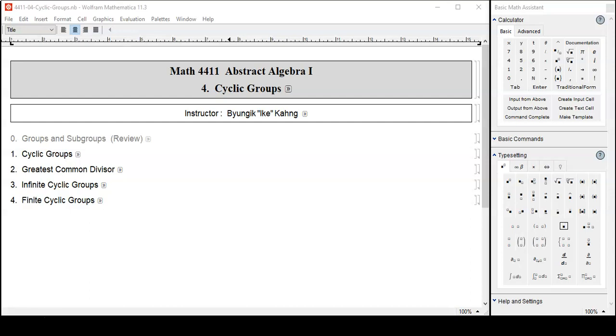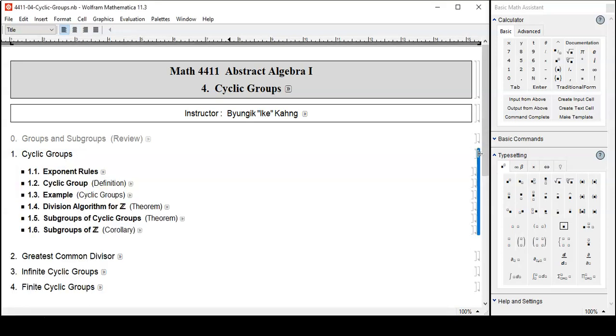Hello students, welcome back. We completed sections 1 and 2. But before starting section 3, let's have a brief recap. Back in section 1, we defined the cyclic group and went through some examples of it.